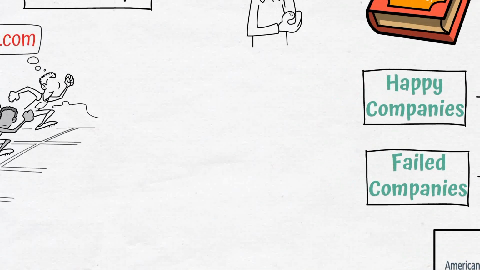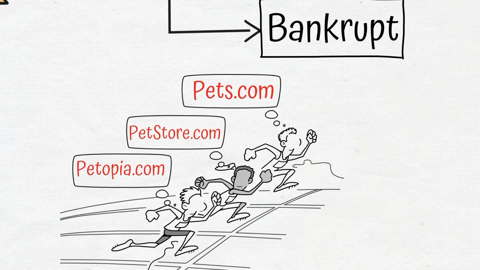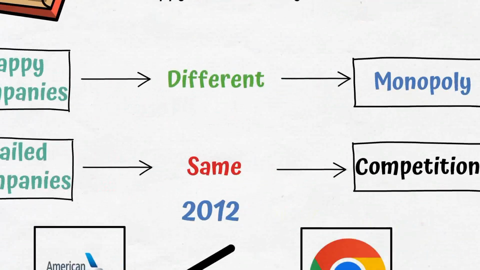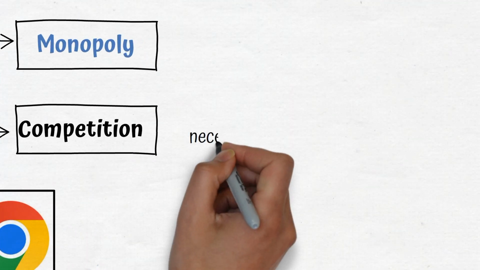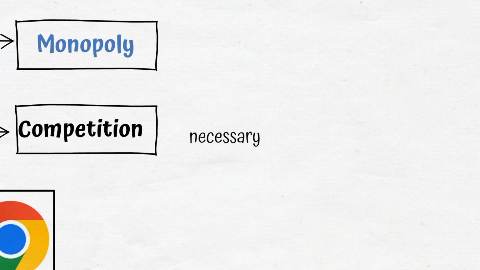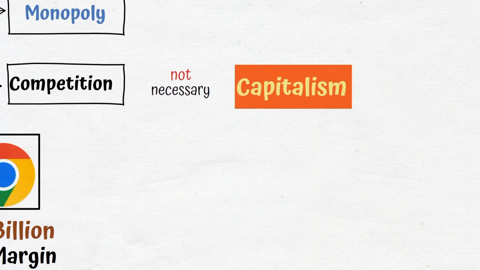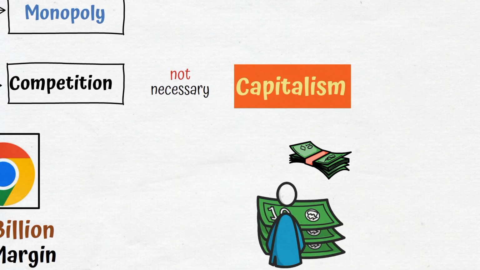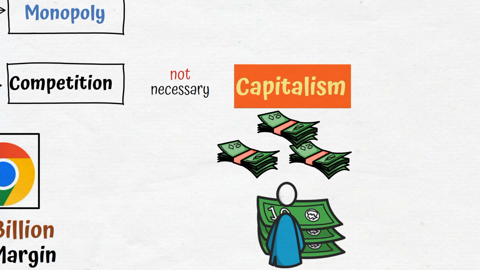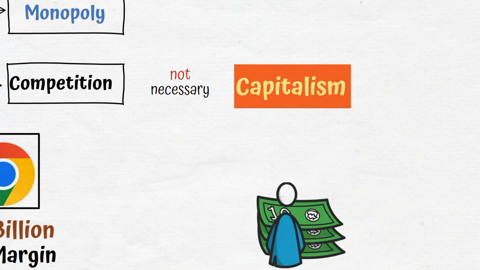Similarly, pet companies during the dot-com crash failed because of competition. These companies focused so much on competing with each other that they lost sight of whether the online pet supply market was a good place to invest in the first place. People often argue that competition is necessary for capitalism. No, it's not. A capitalist is someone who's in the business of accumulating capital. A world of perfect competition is a world where all the profits are eroded.